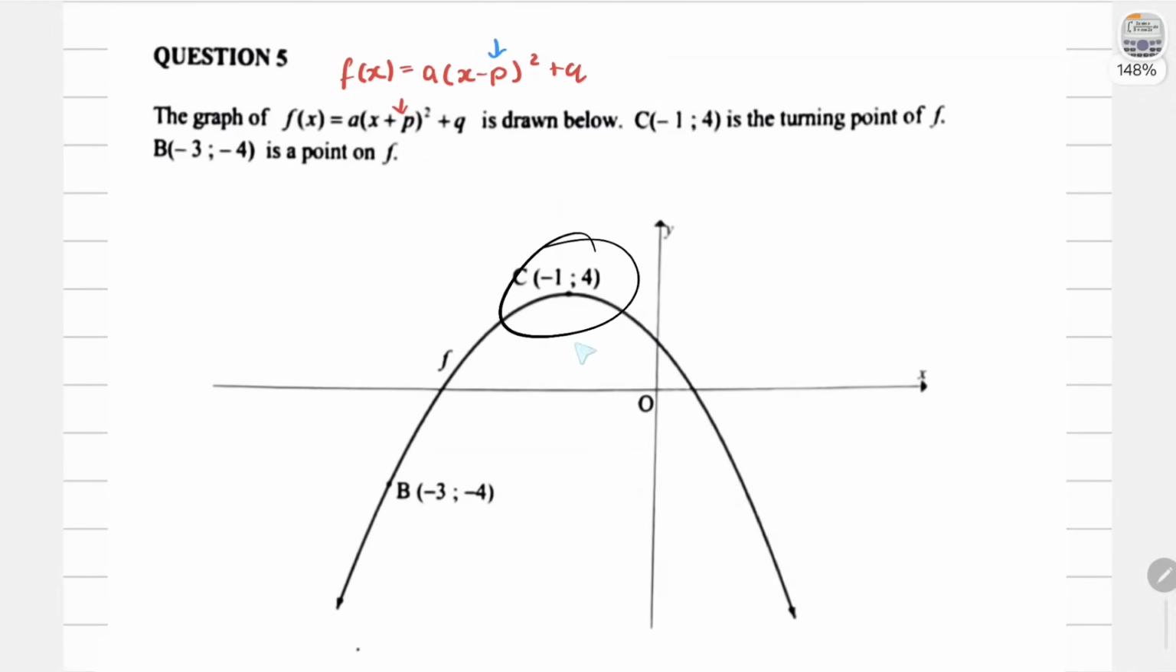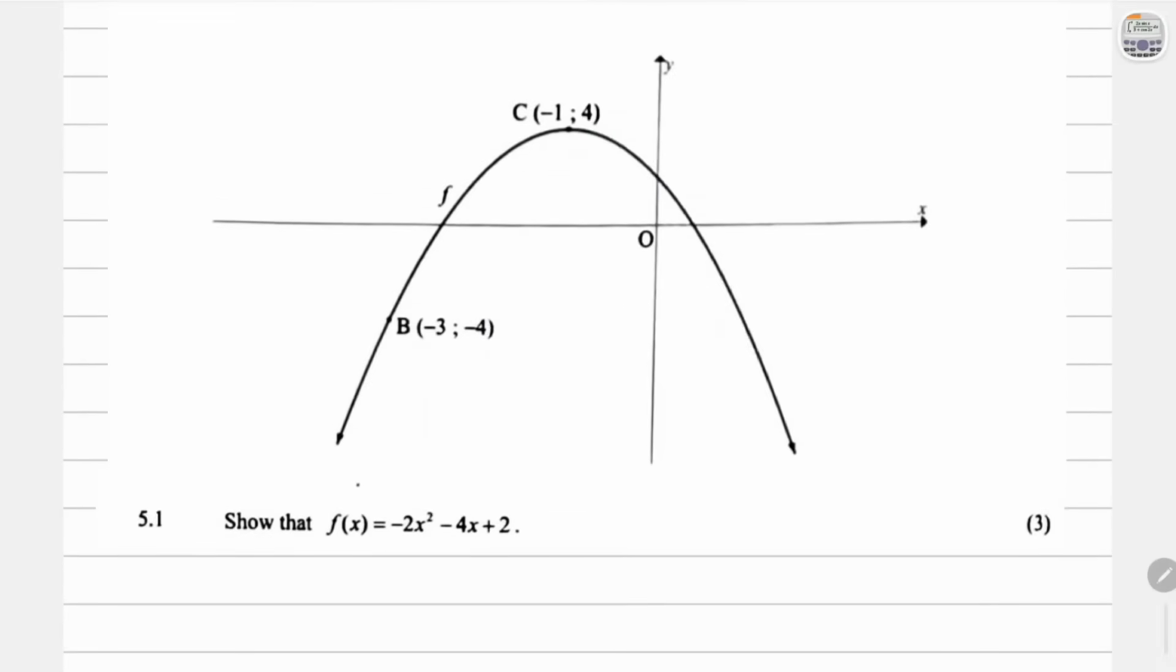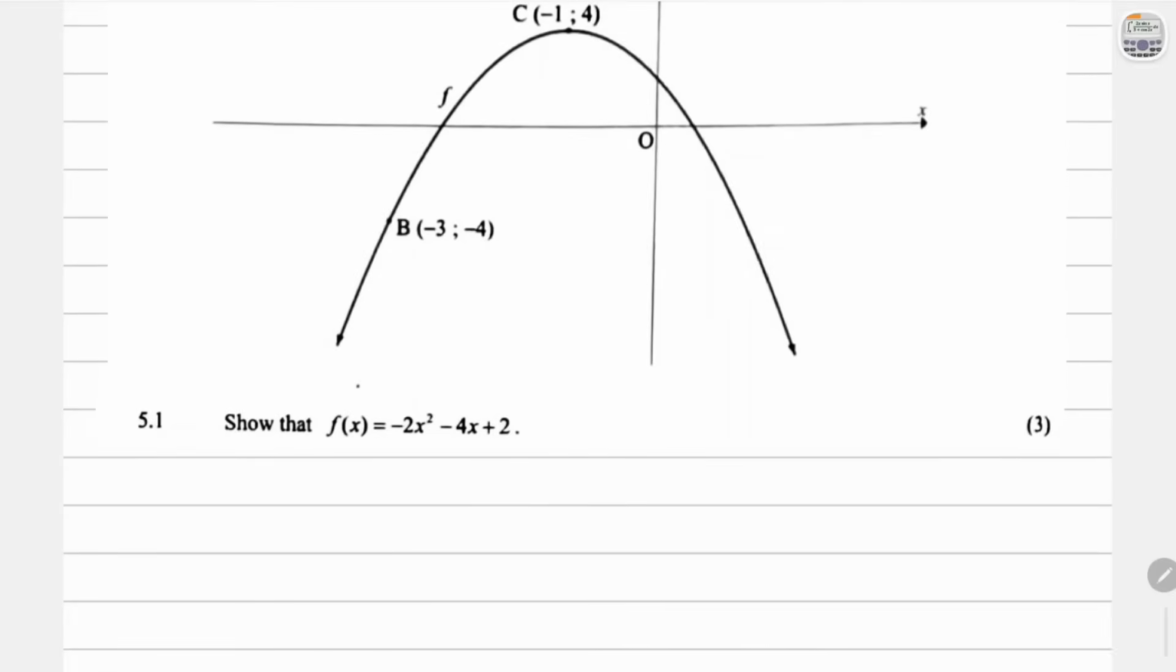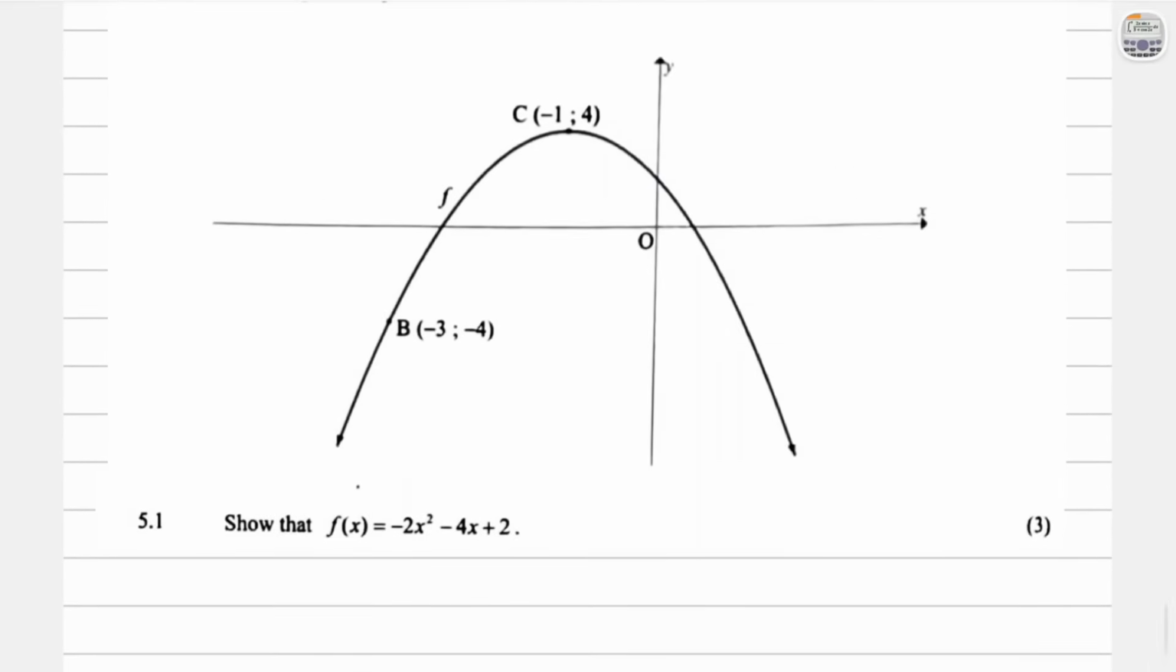And then they tell us that this is drawn below. We have a point C, which is (-1; 4). It's the turning point of f. And B is just a point on f. They've given us more than enough information. A turning point and a point is enough to find this equation. So show that f of x is equal to that. Okay, so this is enough. Just use it in turning point form.